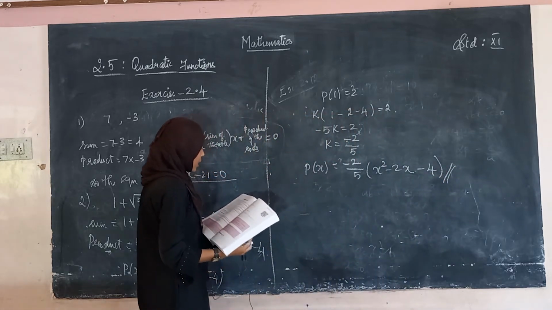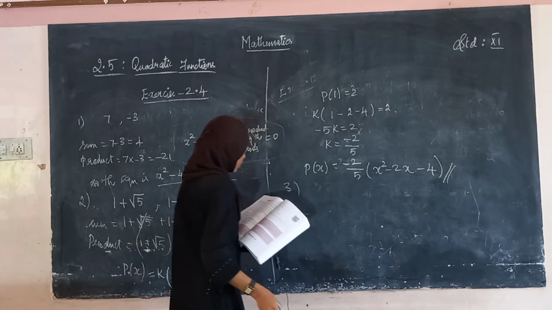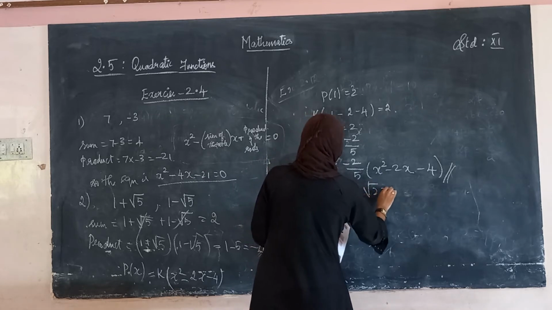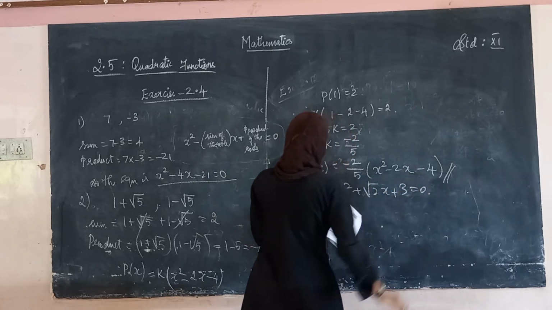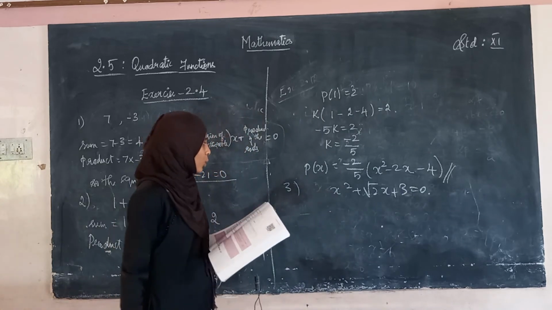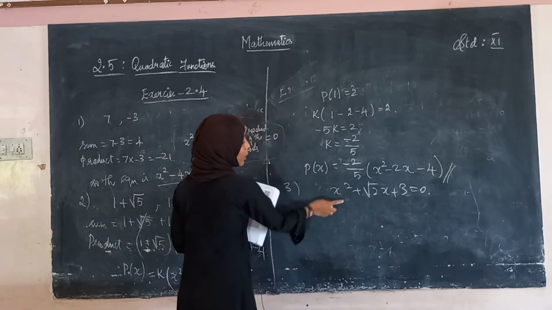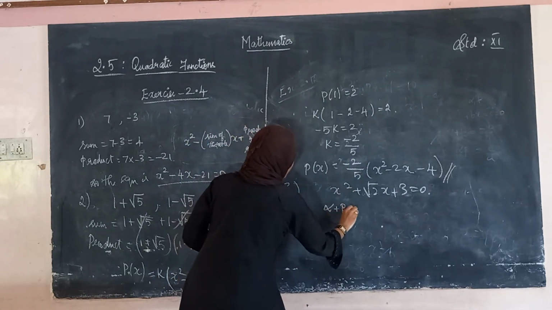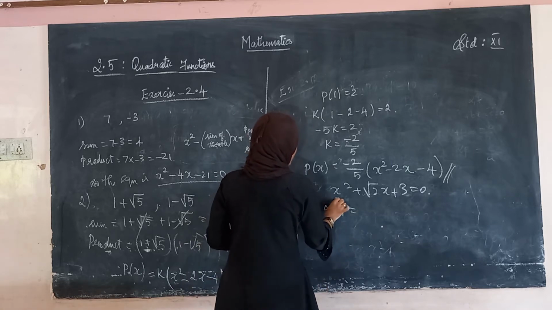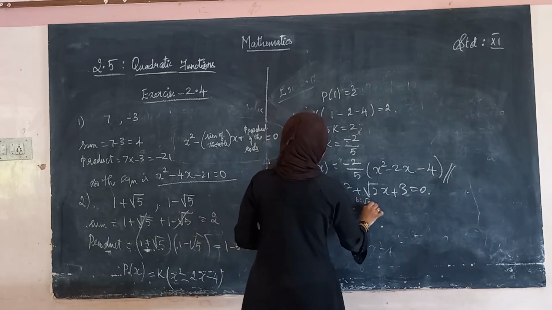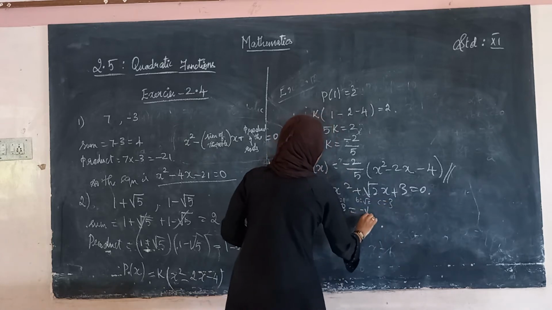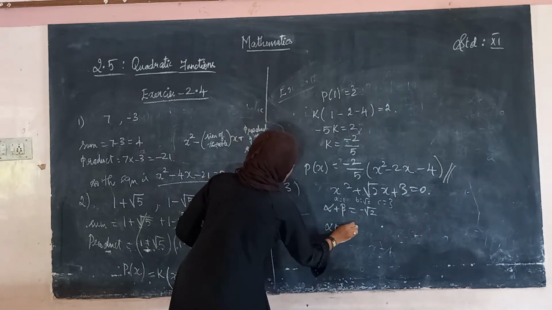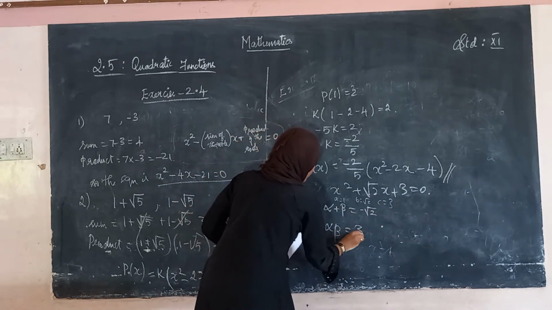Okay, now the third sum. If alpha and beta are roots of the quadratic equation x squared plus root 2 into x plus 3 equal to 0, form a quadratic polynomial with zeros. This equation has roots alpha and beta. So, from this, shall we take alpha plus beta? Sum of the roots is minus b divided by a. a is equal to 1, b is equal to root 2, c is equal to 3. Minus b divided by a is minus root 2. Alpha into beta is c divided by a, which is 3 divided by 1, therefore 3.